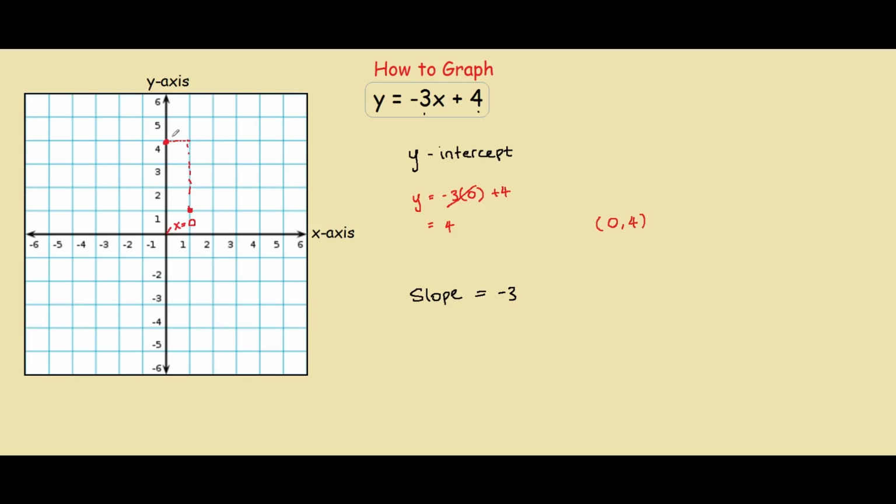If this was 3, we would go across 1, then up 3, but in this case, since it's negative, we go down 3. So now that we have two points on our graph, we can form our line by joining the two dots. And this is our line. It crosses the y-axis at 4 and has a slope of negative 3.